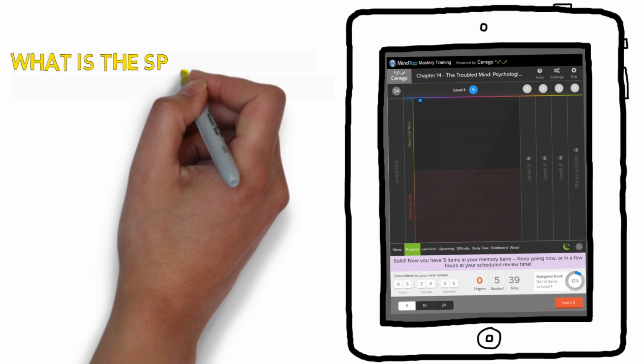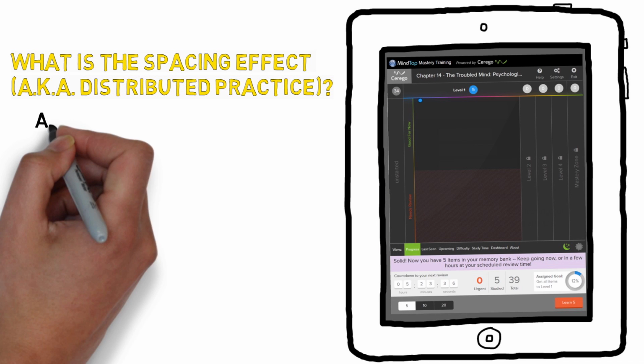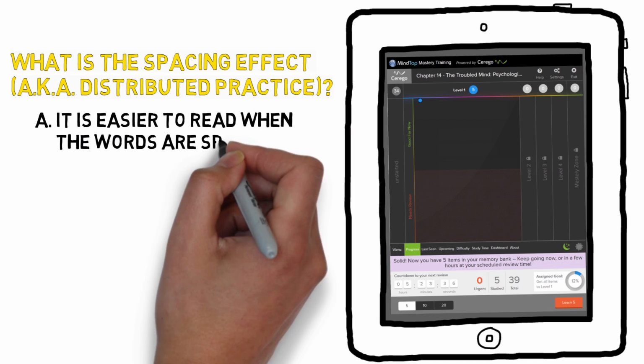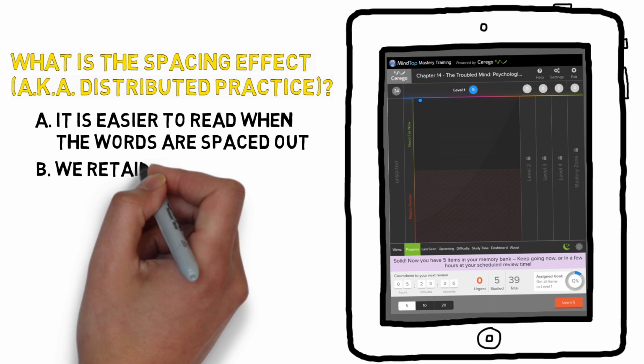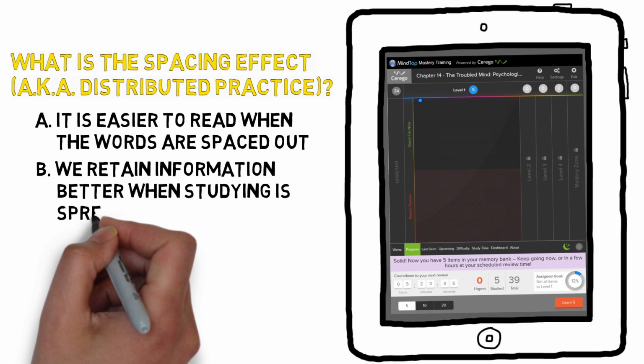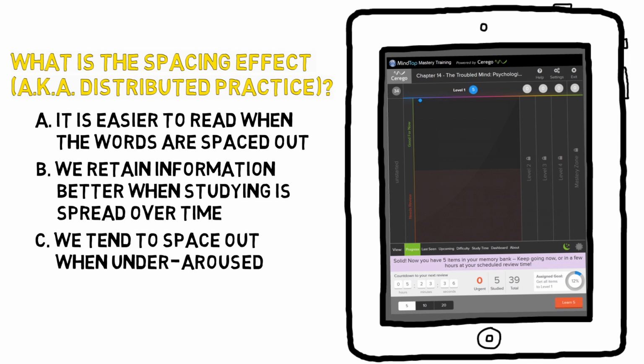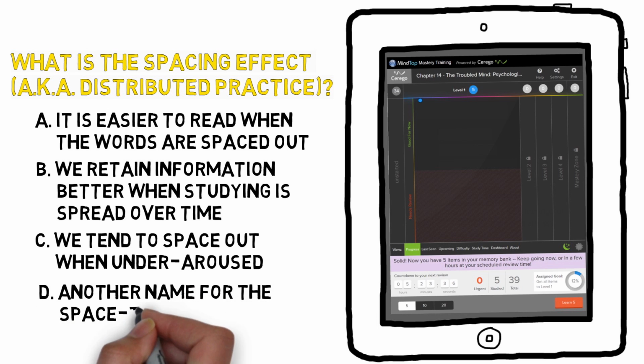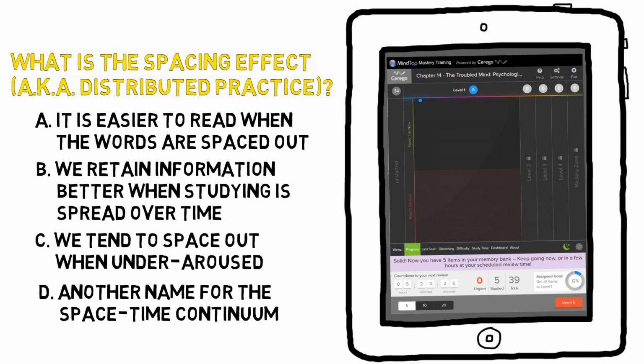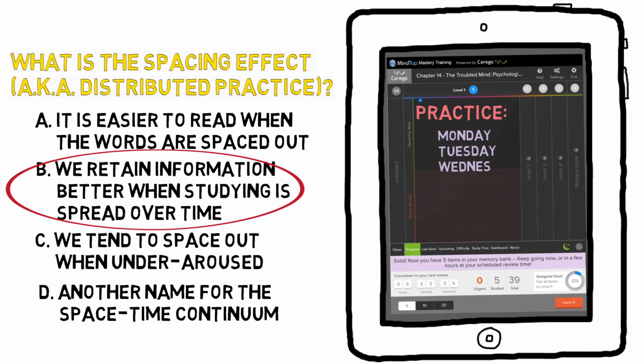Wait, but what is the spacing effect? Is it A, the idea that it is easier to read when words are spaced out? B, that we retain information better when studying is spread out over time? C, that we tend to space out when under-aroused? Or D, another name for the space-time continuum? If you selected B, then you are correct. The spacing effect, also known as distributed practice, has been shown to be a very effective approach to learning. MindTap's Mastery Training engine takes full advantage of this by distributing your practice sessions each week.